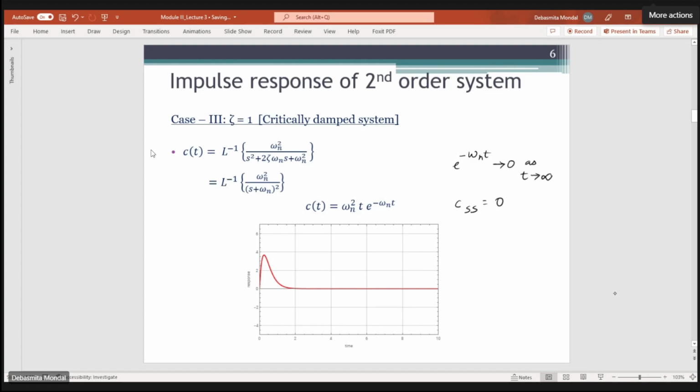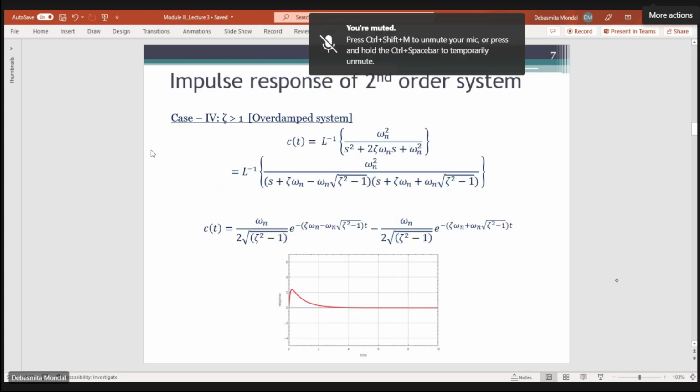So in case of a critically damped system, if you are providing an impulse input to the second order system, you will have a peak, and after that peak the system will slowly go down to its steady state value. So there won't be any oscillations, which we saw in the previous case when we were dealing with the underdamped system.